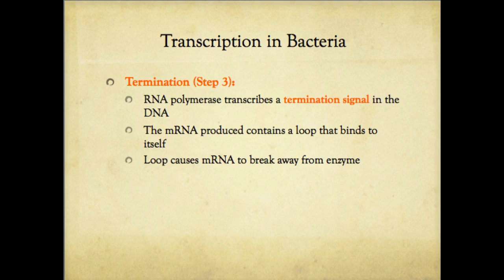So the DNA is where the termination signal is, and it's just a sequence of bases. But as the RNA is made from that termination signal, it will fold back over on itself. That loop of RNA will not fit correctly in the channel of the enzyme, and it will cause the enzyme to move away from the DNA, terminating the process of transcription.